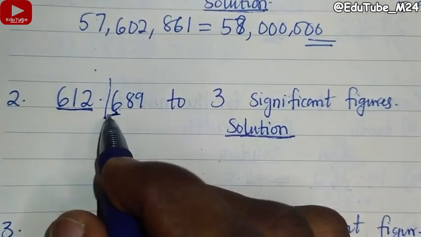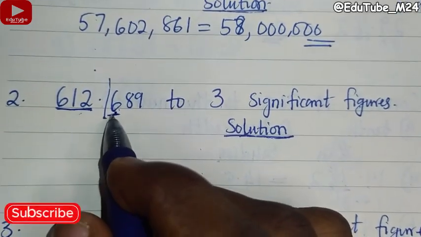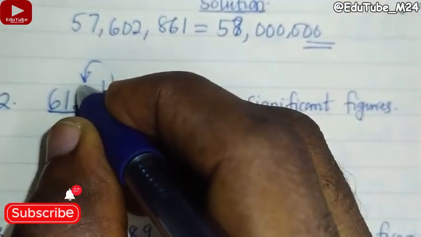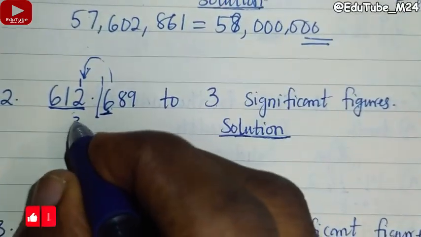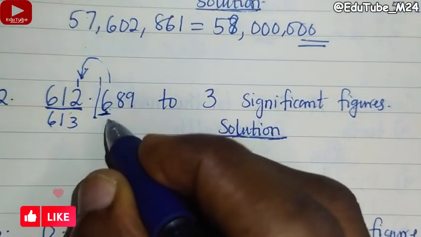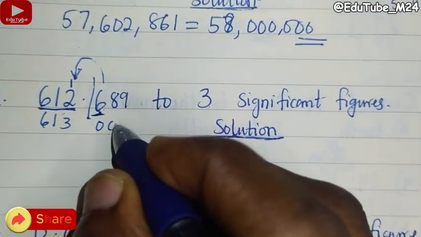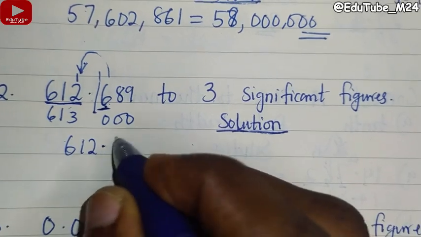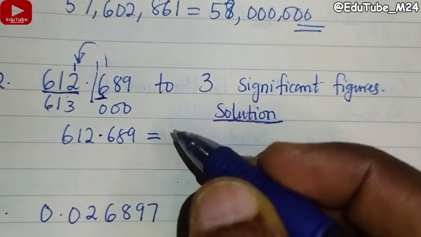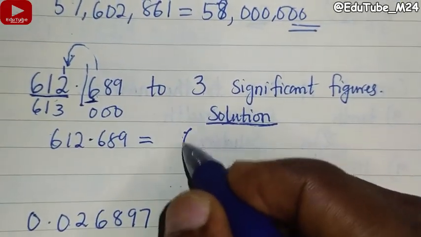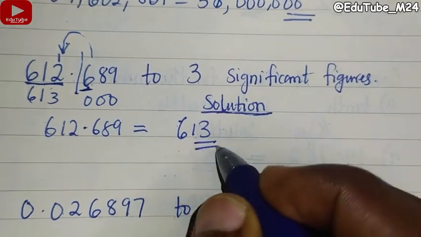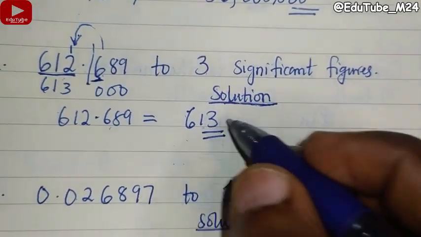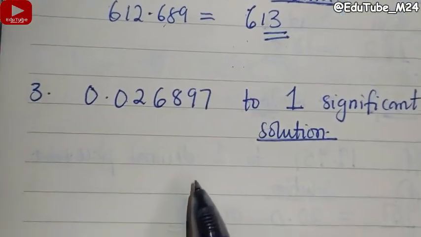So the nearest number to the figures we are considering is 6. So it is between 5 to 9. So it's going to give out 1 to this 2, and then this 2 will become 3. So we have 613, and then the rest of these digits will become 0. So 612.689 to three significant figures will become 613, because all of the rest are now 0, and 0 after a point is irrelevant or is not needed.